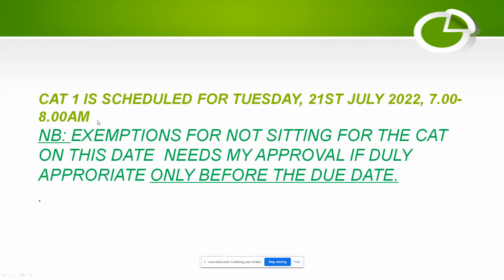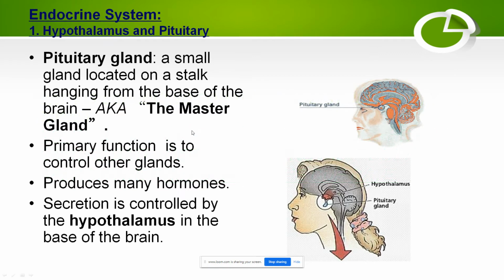First, there's a CAT 1, which is scheduled for Tuesday, 21st July 2022, and anyone who will not be sitting for the CAT on this date needs my approval if duly appropriate, only before the due date. I hope that's clear.